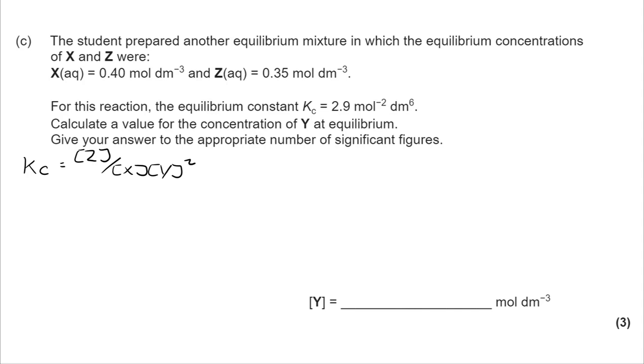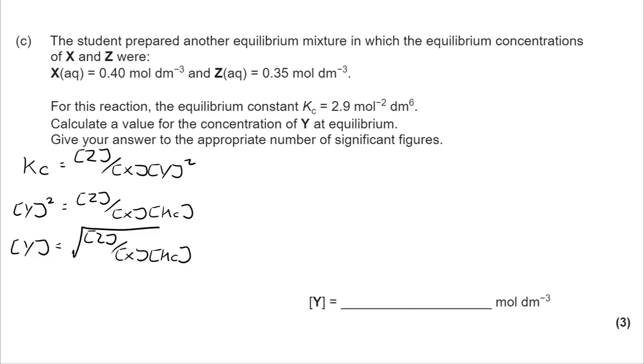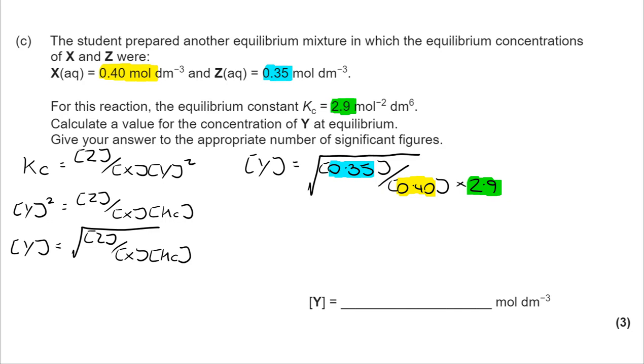Now, because I want the Y, I need to rearrange it. So the Y squared is Z over X times Kc. You can see there's a slight error here. I'm going to delete it because the Kc should not be in square brackets. Now, as we move on to the actual calculation, we need to square root all of that as well to get to the final answer. So we get Y is the root of Z over X times Kc. I can then put the figures in, all of those have been provided, and that takes me to the value 0.5493, but I've still not got all of the marks.